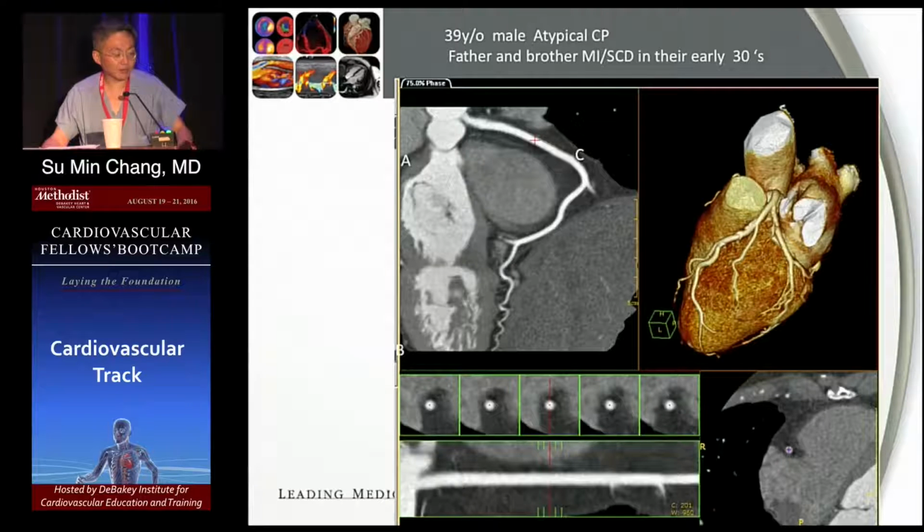I'll give you some examples of patients. This is a young patient who had atypical chest pain. The brother and father both had MI and sudden cardiac death in their early 30s. So he wants to know if he has obstructive disease. You offer the stress test to him. He says, no, I want to know if I have a blockage or not. So this was done with a 64 slice CT. Again, pristine coronaries. The guy has no plaque whatsoever.